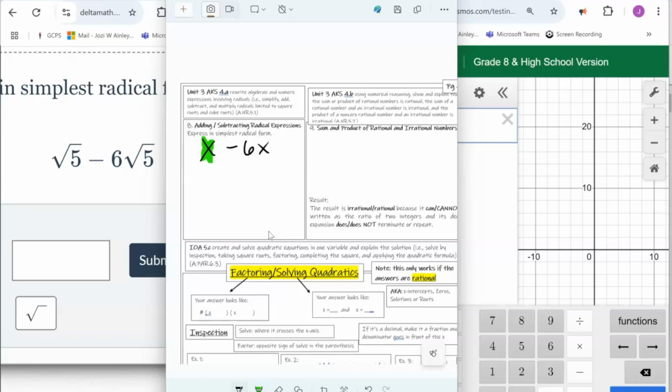You'd combine just the coefficients, right? So that means 1 minus 6, which would get negative 5x. It's the same thing with radicals, only in place of the x, now I have radical 5 minus 6 radical 5. Again, as long as the radicals, the radicand, the number inside the radical, are exactly the same, then it's apples with apples, oranges with oranges. So this is the exact same thing as this one above.